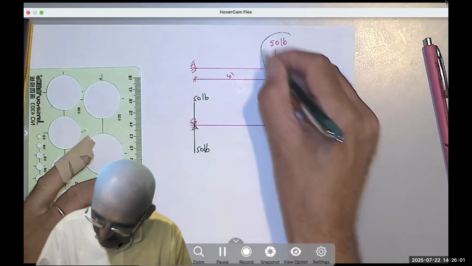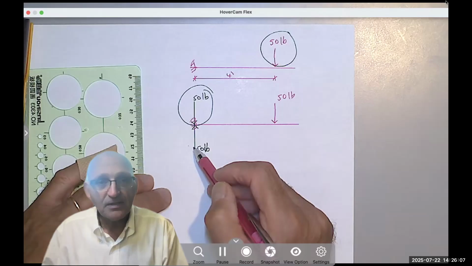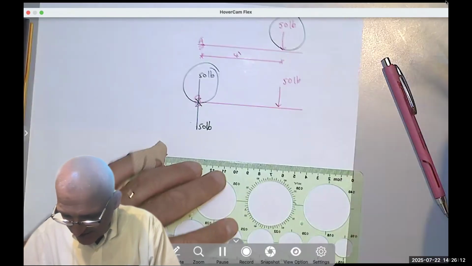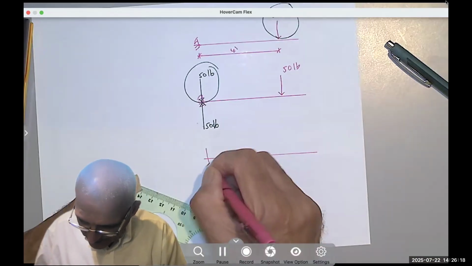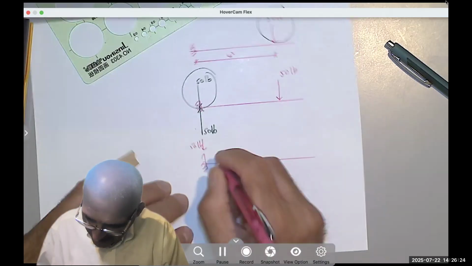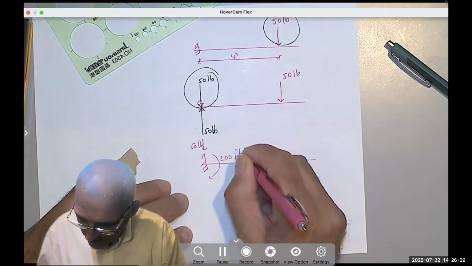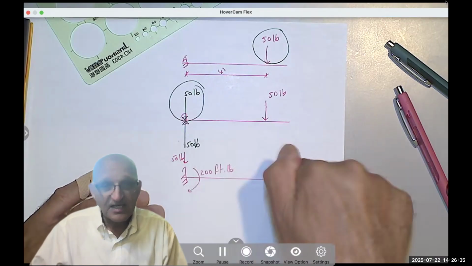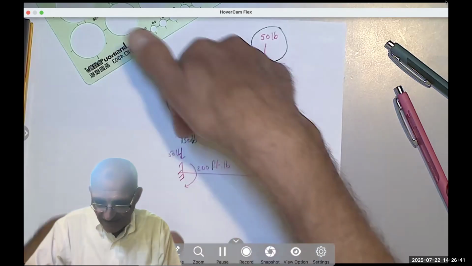So now I have moved this 50 from here to here. And by doing that, I created a couple. 50 times 4, which is 200. So basically, that system, you see how easy it is? Now, that system is feeling a 50 pound here, and it's also feeling a couple of magnitude 200 foot-pound. 50 times 4, that's a couple. It's a free moment, so I can place it anywhere I want. So I place it here, and I say this support now is feeling 50 pound down.